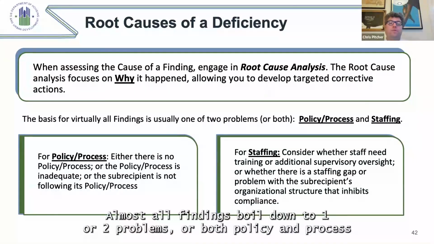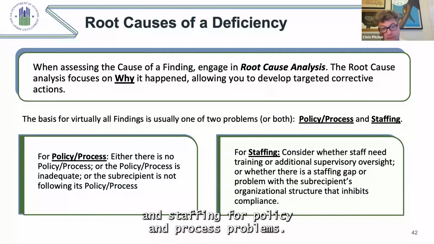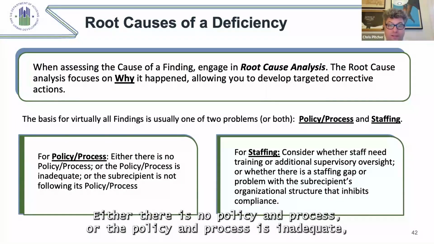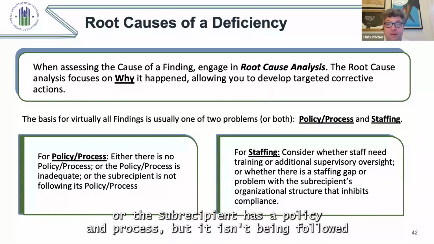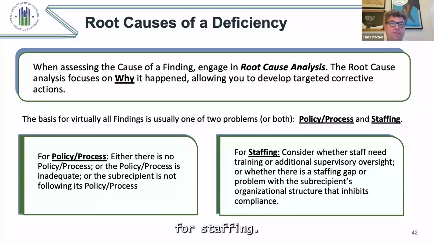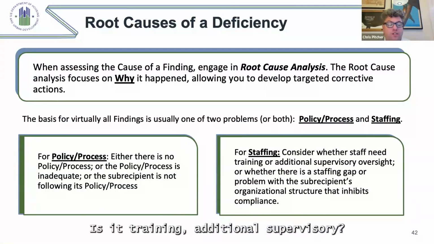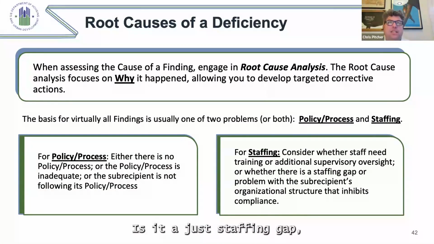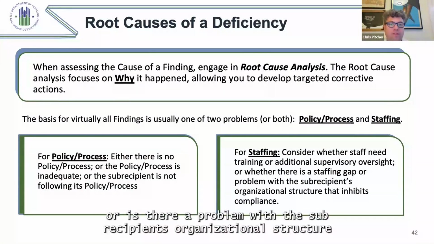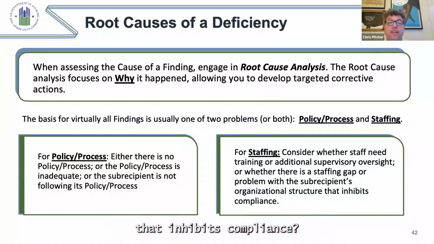Almost all findings boil down to 1 or 2 problems or both: policy and process, and staffing. For policy and process problems, either there is no policy or process, or the policy and process is inadequate, or the subrecipient has a policy and process, but it isn't being followed. For staffing, what needs to be improved? Is it training, additional supervisory oversight? Is it just a staffing gap? Or is there a problem with the subrecipient's organizational structure that inhibits compliance?